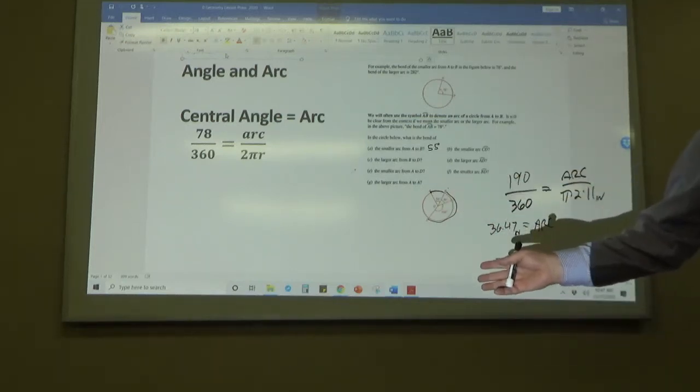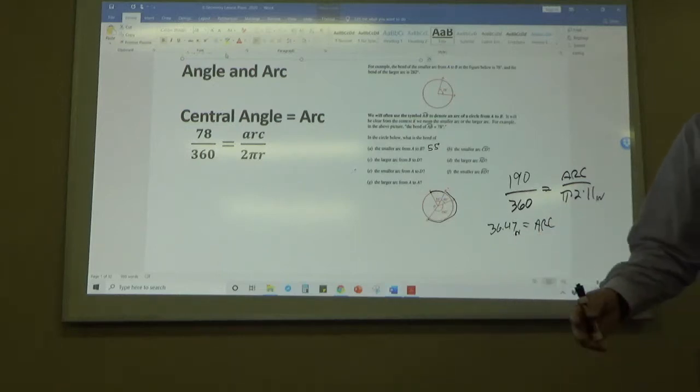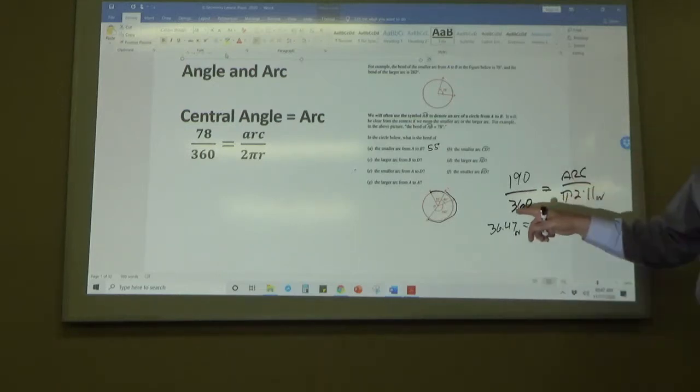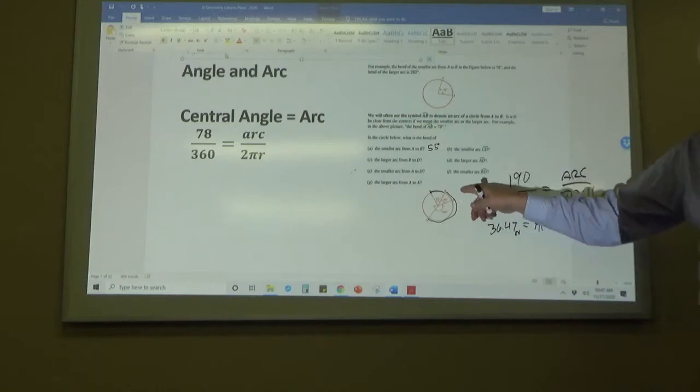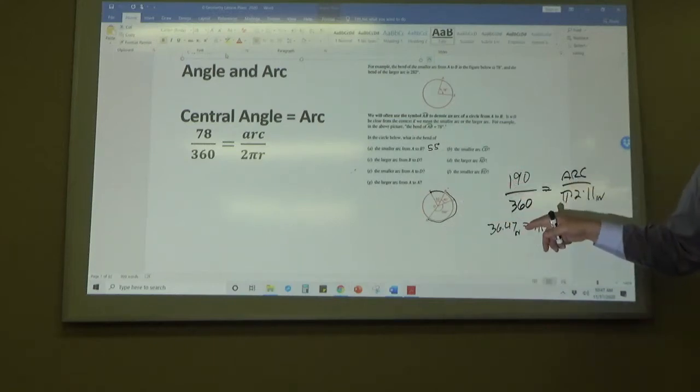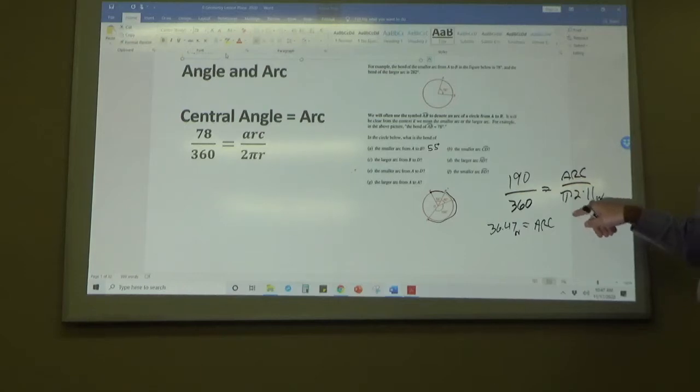Not hard at all. It's pretty simple because they're equal, right? And then what about the distance around? The proportion that you get is the whole to the whole and the degrees to the arc.